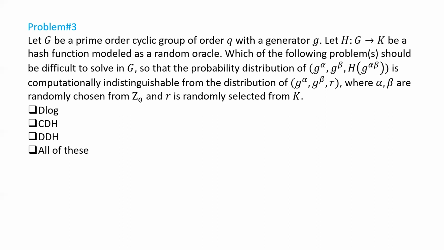So we just need the discrete log and CDH assumptions to be true. That is, these two problems should be hard in the setting in order to maintain the indistinguishability between triplets of the form g to the power alpha, comma g to the power beta, comma h of g to the power alpha beta, and g to the power alpha, comma g to the power beta, comma R. Okay.